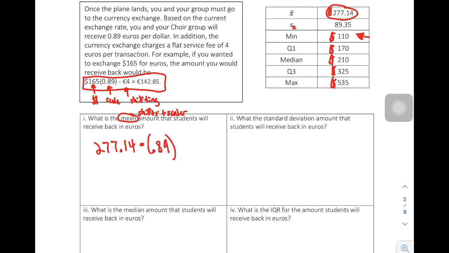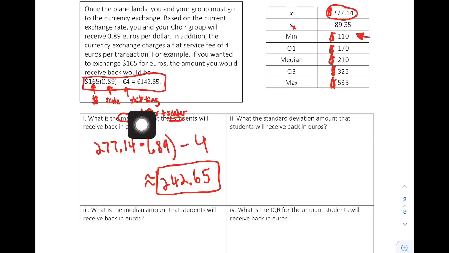That covers the scale. And then to cover the shift, we're going to just subtract 4 euros, sorry. And this will give us a value, I'm using my calculator here, of about 242.65 euros. So again, I calculated the new mean by both multiplying it by my scale factor and shifting it by adding or subtracting a constant. In this case, I subtracted 4.